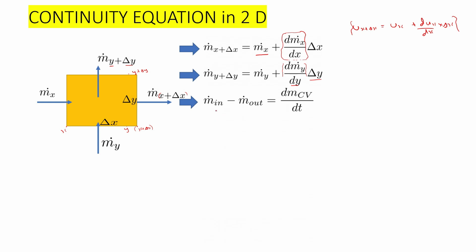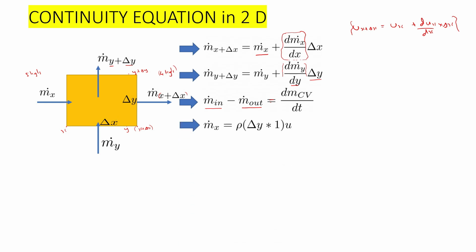Now let us apply the conservation of mass equation. According to law of conservation of mass, whatever mass entering here and whatever mass leaving out here, the difference between these two will be equal to the rate of change of mass inside this control volume with respect to time. Suppose 5 kilogram per second is entering here and here it is leaving 4 kilogram per second. So that means 1 kilogram per second is stored inside here. That is what we mean by law of conservation of mass.